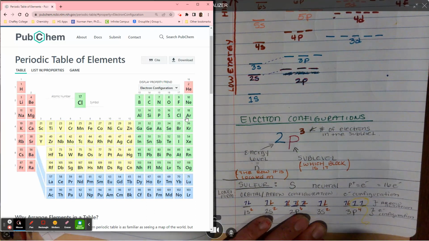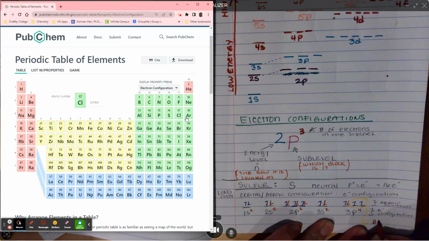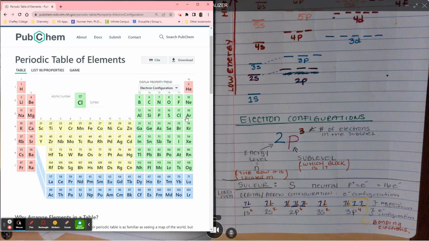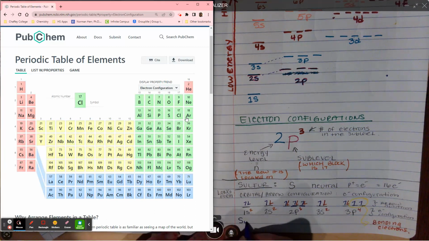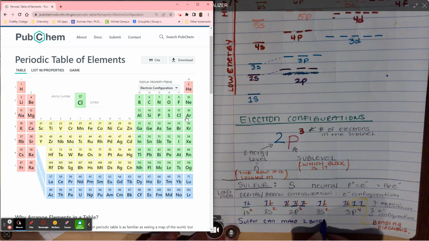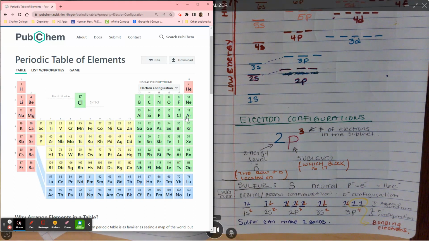So these here are the bonding electrons. So how many bonds can sulfur make? The answer is 2. Sulfur can make 2 bonds. We now know that sulfur can make 2 bonds. Right?